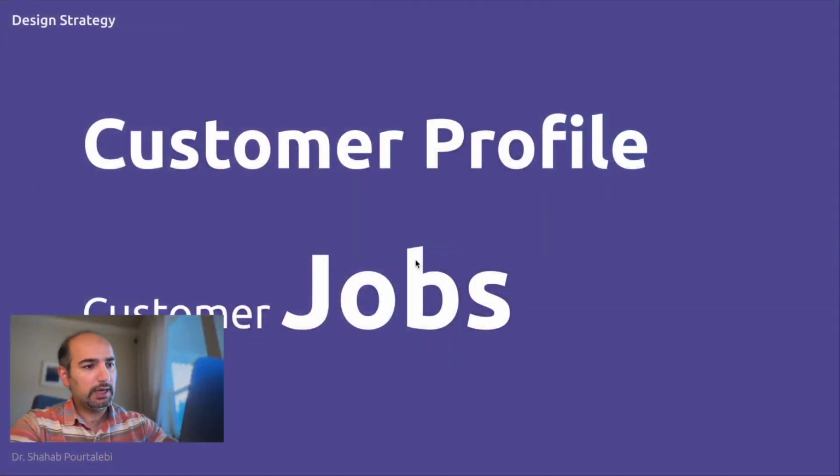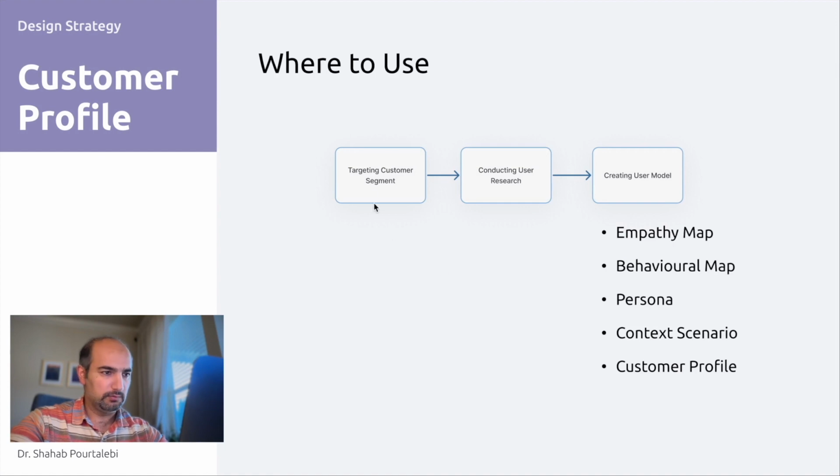So let's take a look at this customer profile and see how this tool could help us through this process. As I mentioned, we had this customer segment targeted. We've created our research plan, research question. We've done some kind of survey or interview or focus group, whatever we've done here. But the next step is to create our user model based on these things. And after that, problem solving would come next.